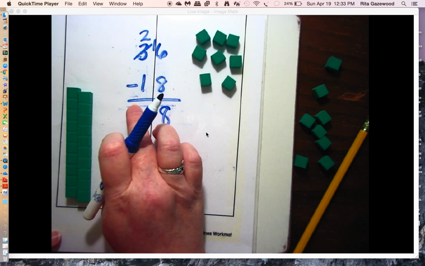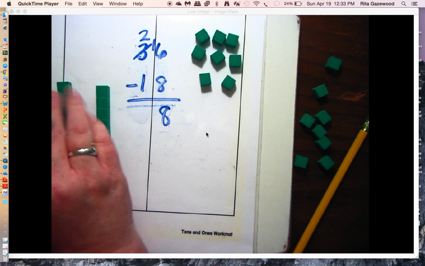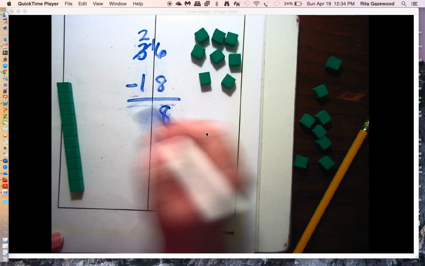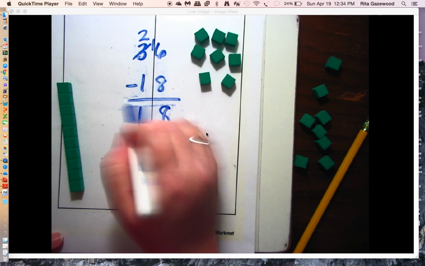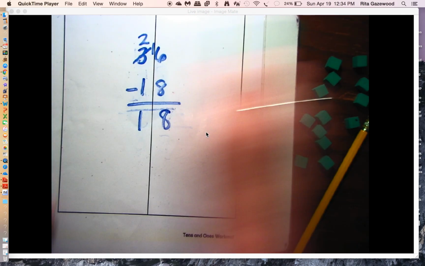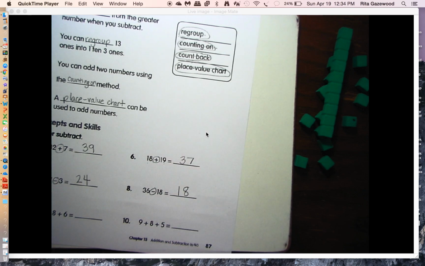And then I have to take away 1 ten. But if you remember, I already regrouped 1, so I'm going to have 2 here. I'm going to take away 1. And how many do I have left? That's right, 1. So 36 minus 18 equals 18. I'm going to go back and write that on my paper. 36 minus 18 equals 18.